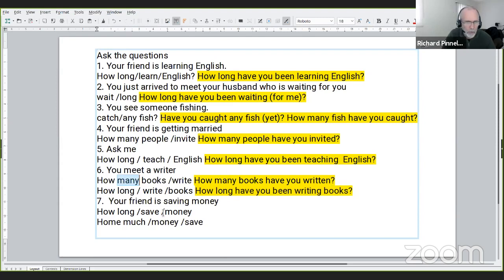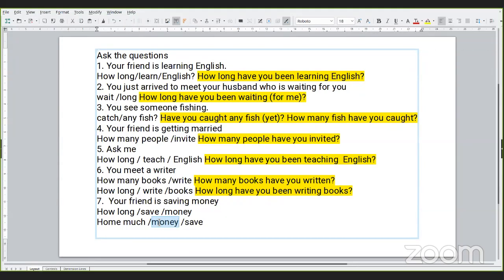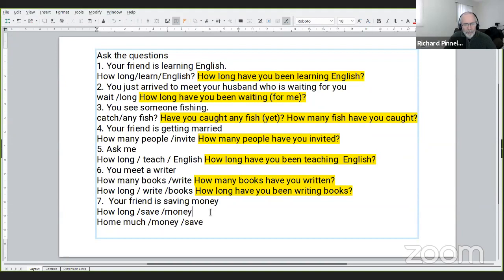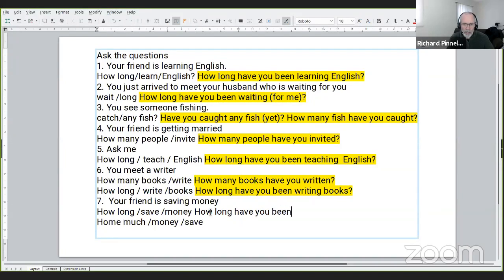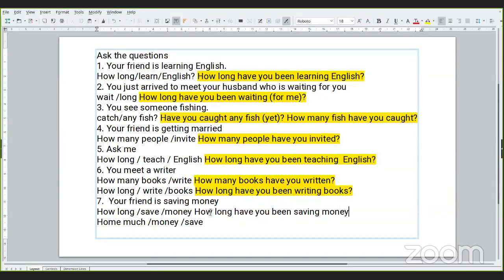So we need to use the continuous with how long, and with how many or how much, we're going to use the simple. So it's the same here. We got two questions here. How long have you been saving money? You missed one word, yeah. Very good. How long have you been saving money?